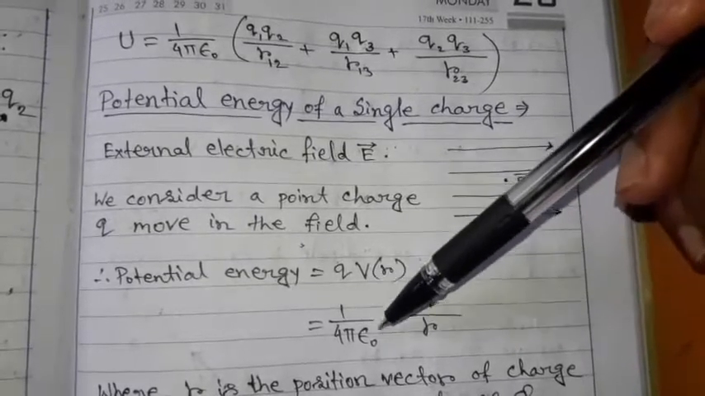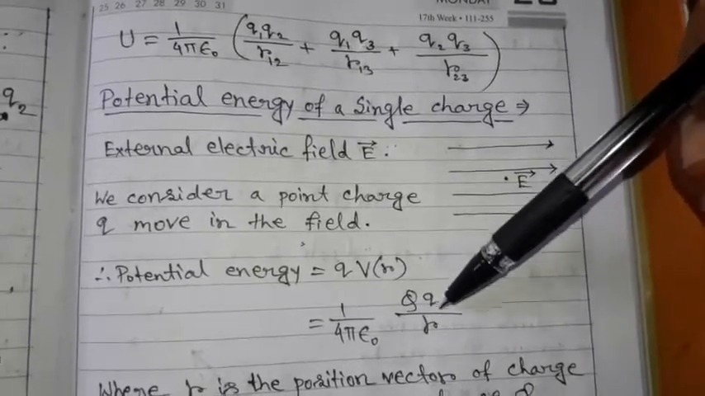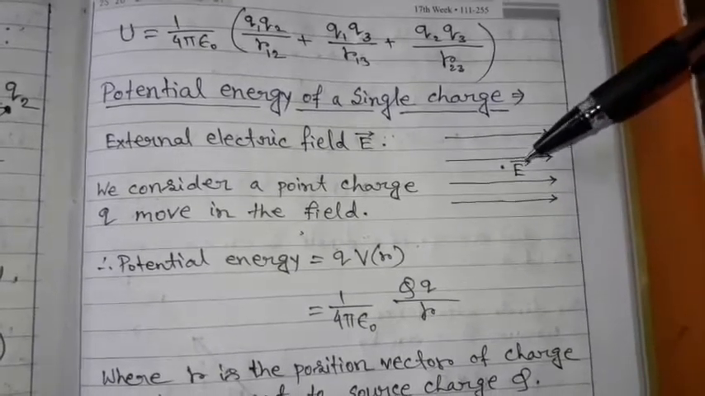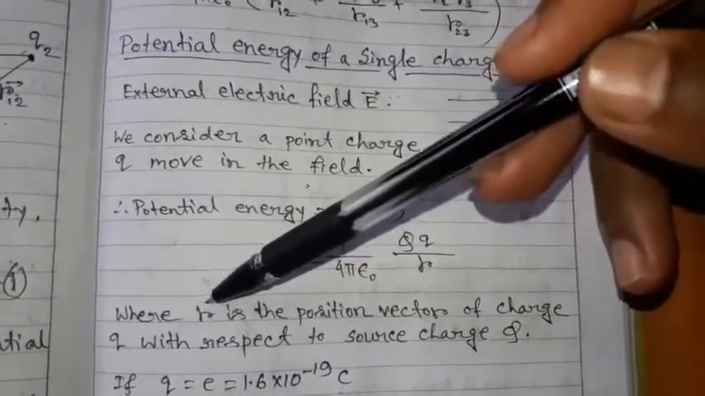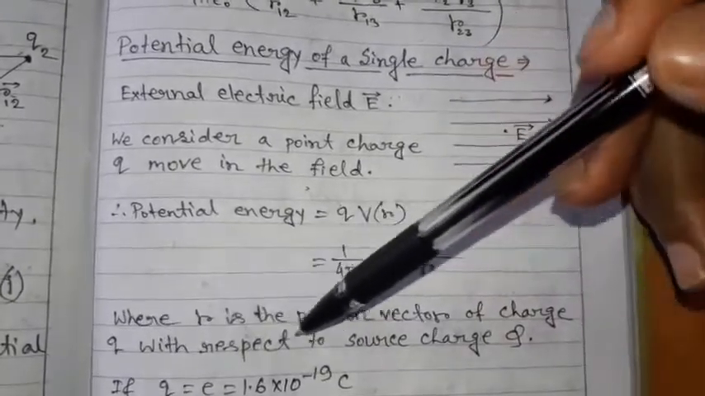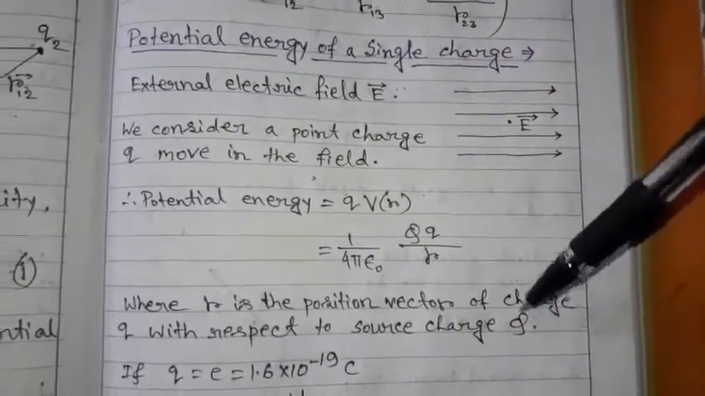So we write 1 by 4 pi epsilon 0 capital Q into small q by R. This capital Q is the origin of the electric field E, where R is the position vector of the charge small q with respect to the source charge capital Q.